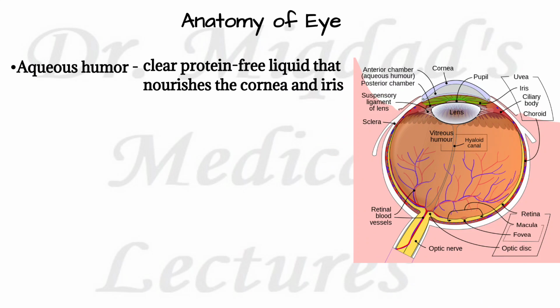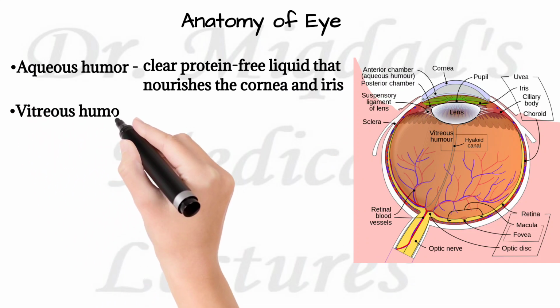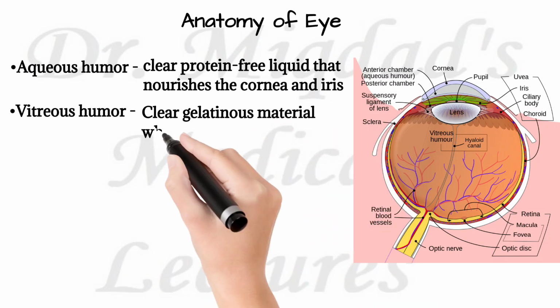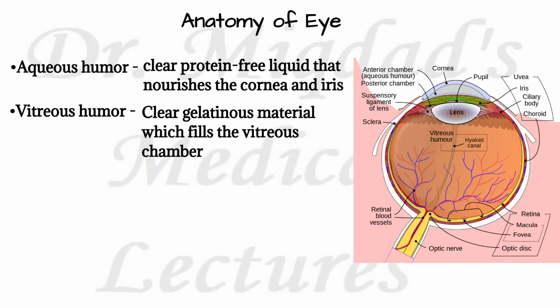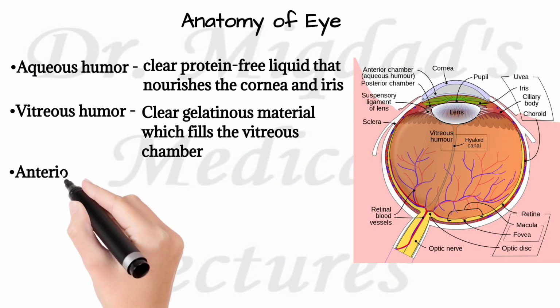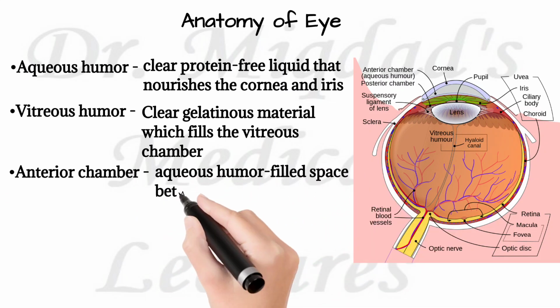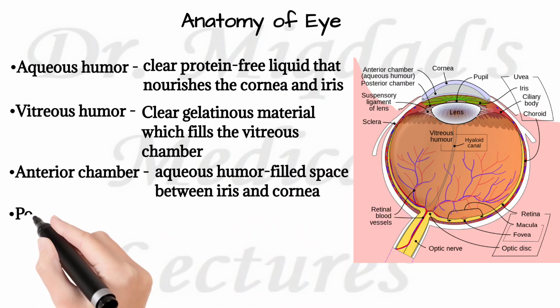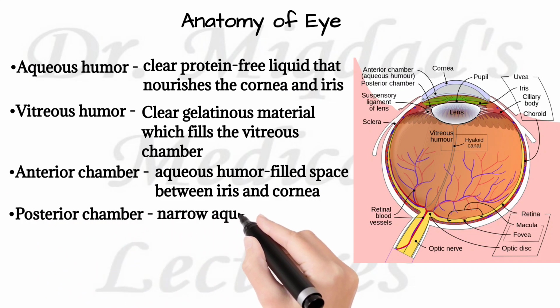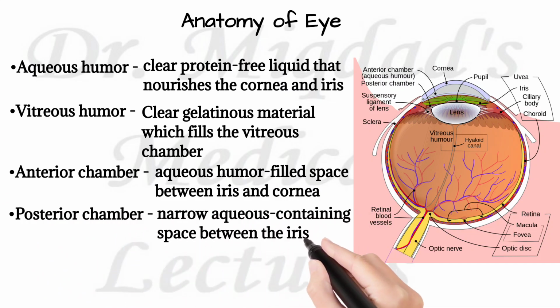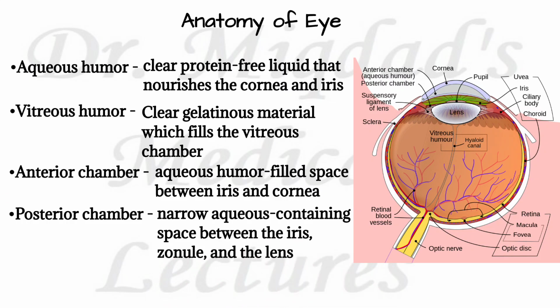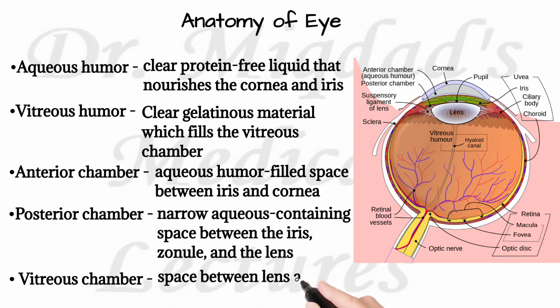Then the vitreous humor is a clear gelatinous material which fills the vitreous chamber. The eye has three chambers: the anterior chamber, the posterior chamber and the vitreous chamber. The anterior chamber is the aqueous humor filled space between the iris and the cornea. The posterior chamber is a narrow aqueous humor containing space between the iris, zonule and the lens. Last, the vitreous chamber is the space between the lens and the retina, which is primarily filled with vitreous humor.